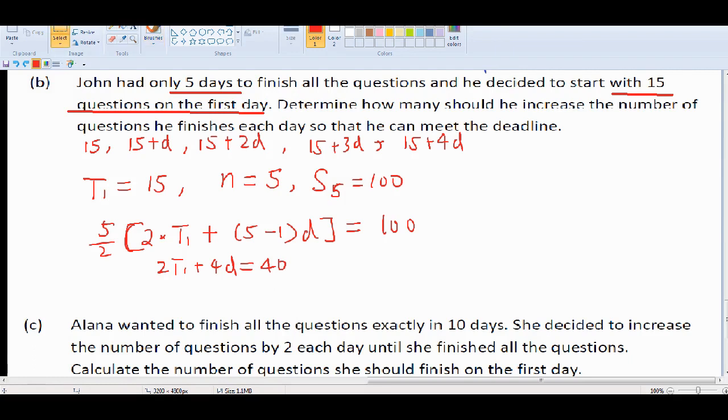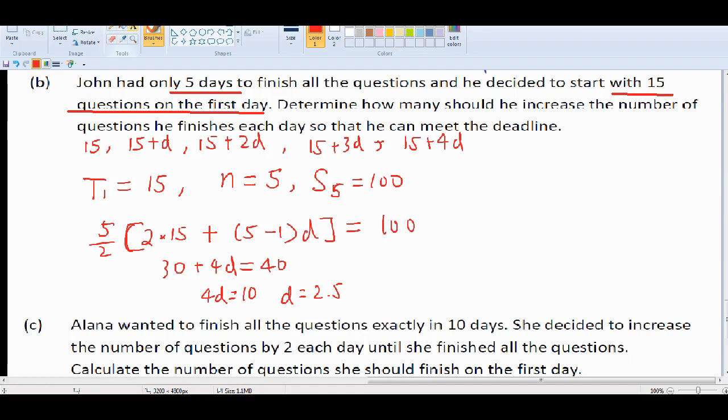Sorry, we know T1. That's my mistake, which is why I felt it was a bit strange. So that means we can write that as 2 times 15. Sorry for the confusion, because I forgot that we've already got T1. So solving this, you take that 30 to the right hand side, it becomes 10. D becomes 2.5.